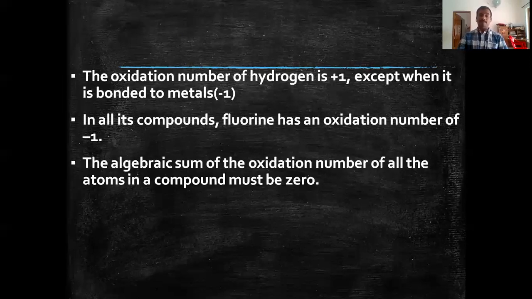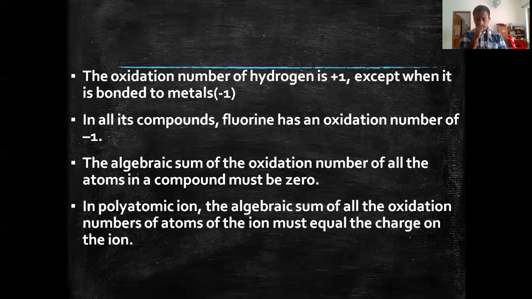The algebraic sum of the oxidation numbers of all the atoms in a compound must be 0. If a molecule is separated into positive and negative ions, when you add the charges on the positive and negative ions, you should get 0 because the molecule as a whole is neutral. But if it is a polyatomic ion, the algebraic sum of all the oxidation numbers of the atoms of the ion must be equal to the charge on the ion.